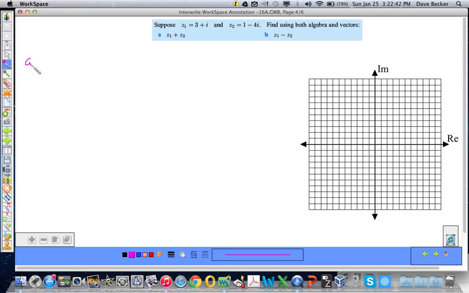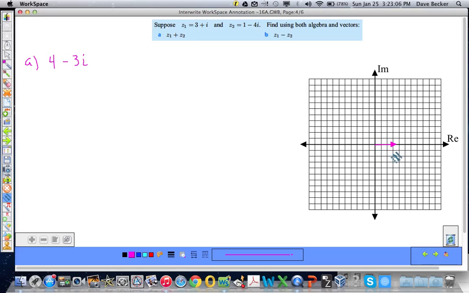Okay, so for part A, z1 plus z2, clearly that's going to be 3 plus 1 is 4, and i minus 4i is -3i. Let's take a look and add those geometrically. I'll do my best with the arrows here. So let's do 3 plus i. The vector 3 plus i is going to start here and go over 3 on the real axis.